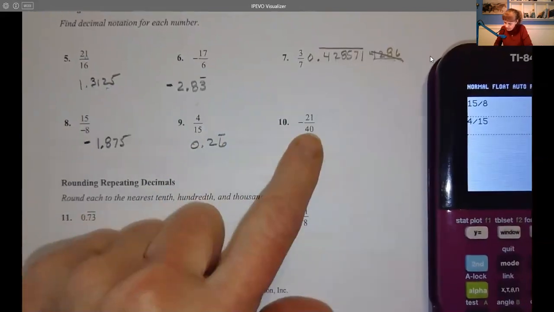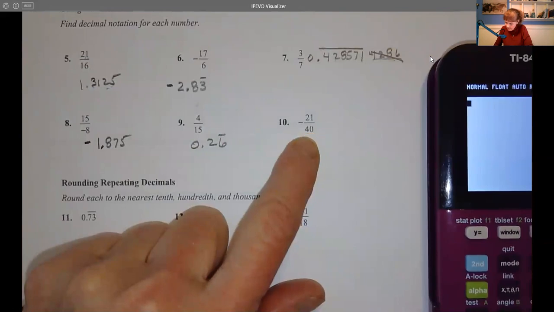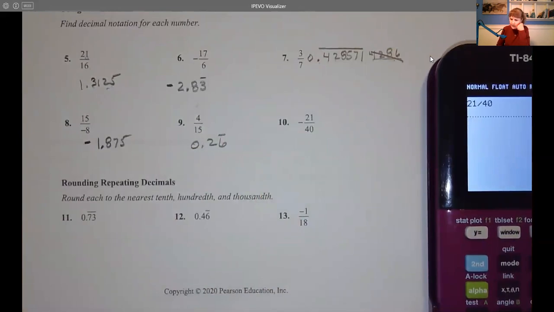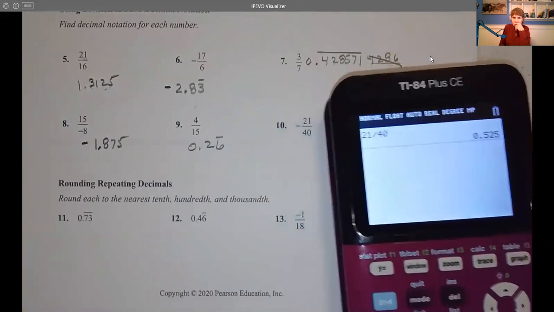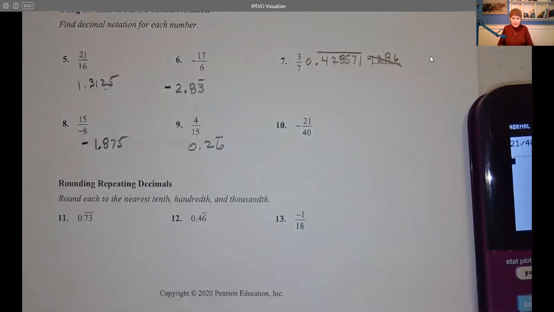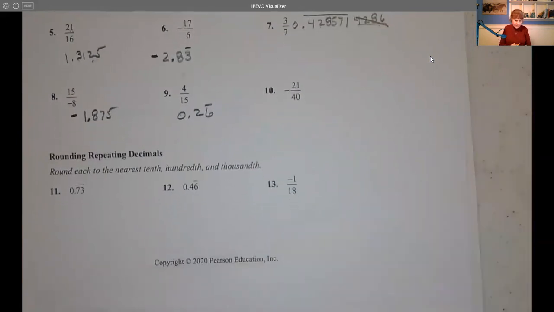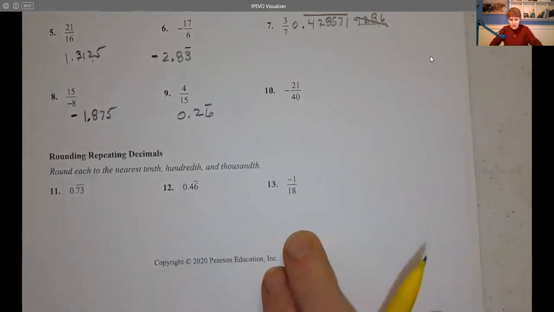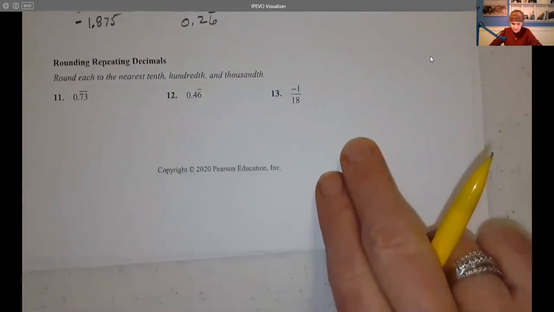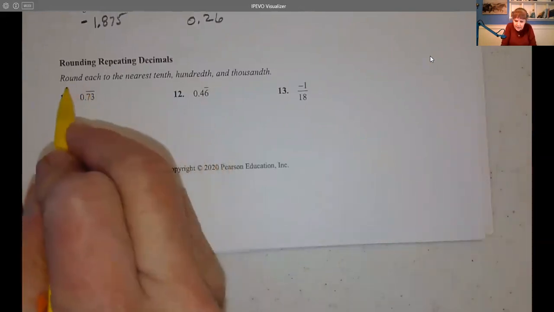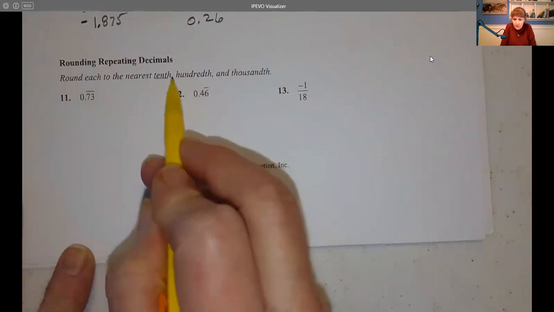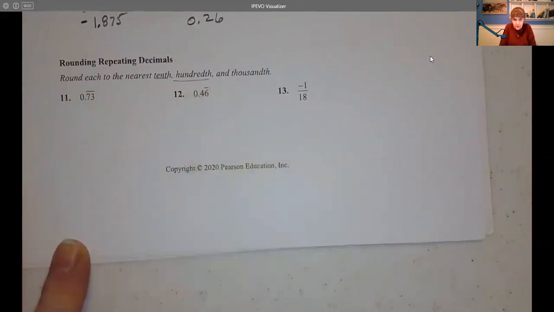I wanted to get one where 21 divided by 40. That terminates, negative 0.525. So it's negative though. All right. Now let's look at some more repeating and some different types, where we have to change this to a decimal. But anyways, now we're going to round. So how do you round these off if it's repeating? Here, we want to round off to the nearest 10th, and then the nearest 100th, and then the nearest 1,000th. We're going to do all of those.